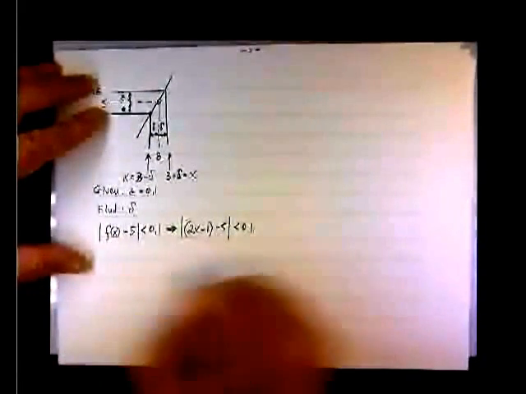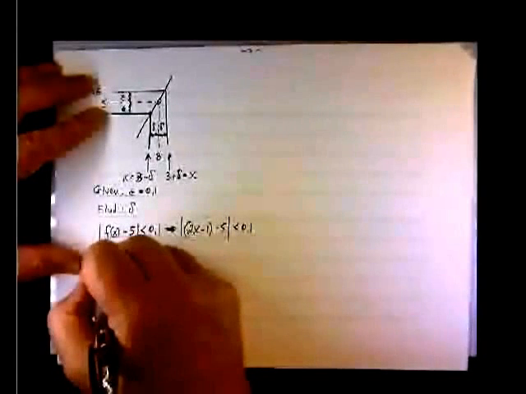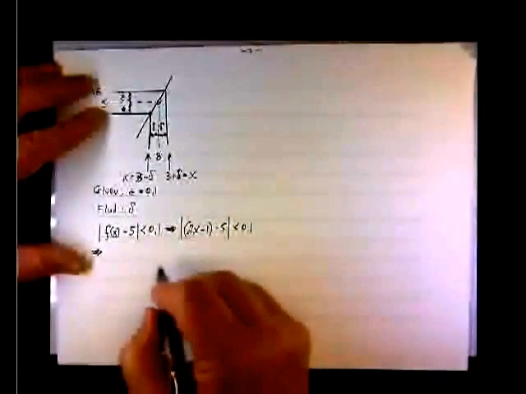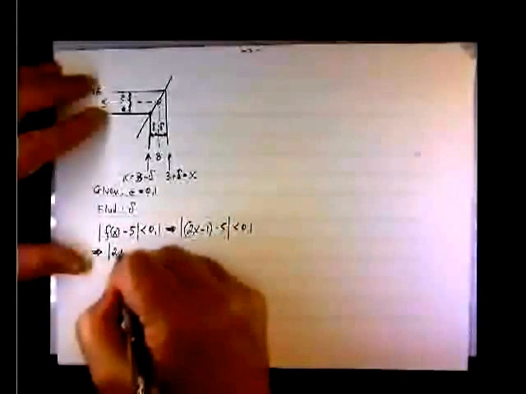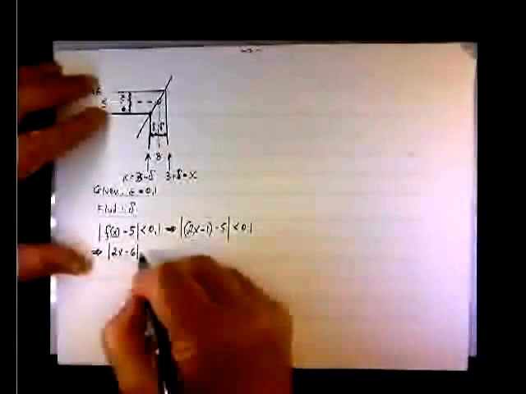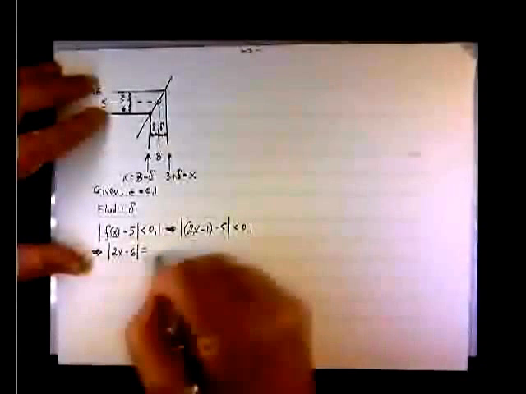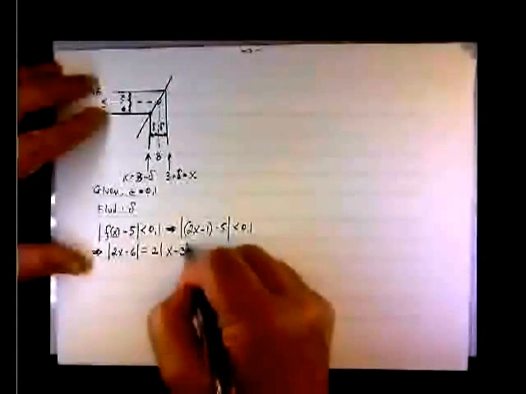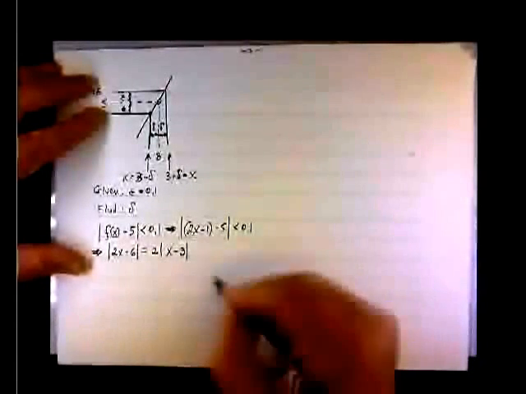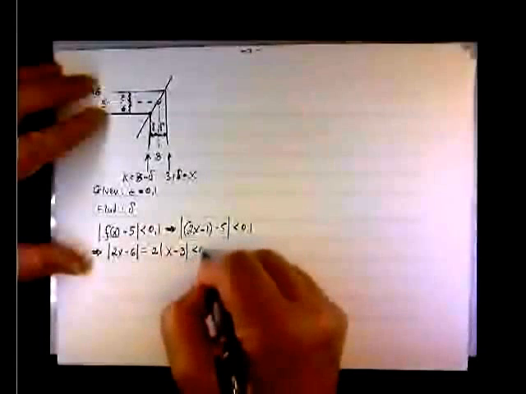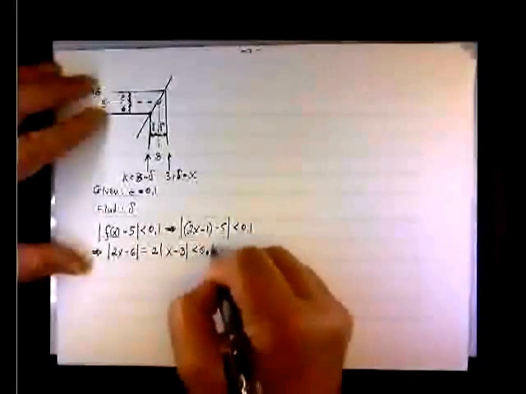So continue to solve this, and this will lead to the following step. We have the absolute value of 2x minus 6, which equals, if I pull out the 2, 2 times the absolute value of x minus 3. Wow, don't we need x minus 3 somewhere? And we know that it's less than 0.1.